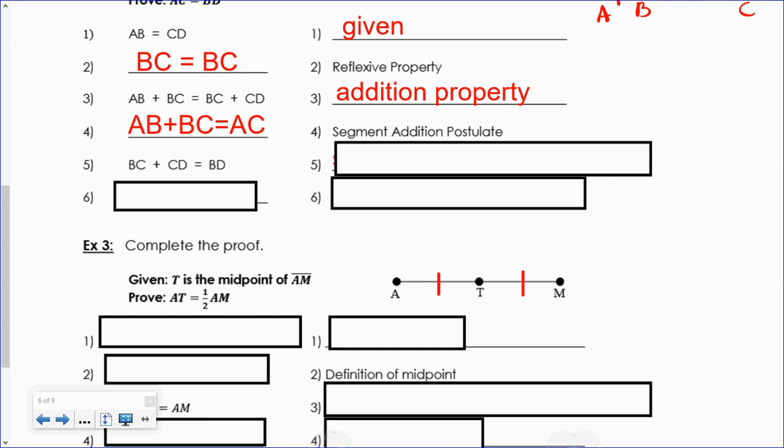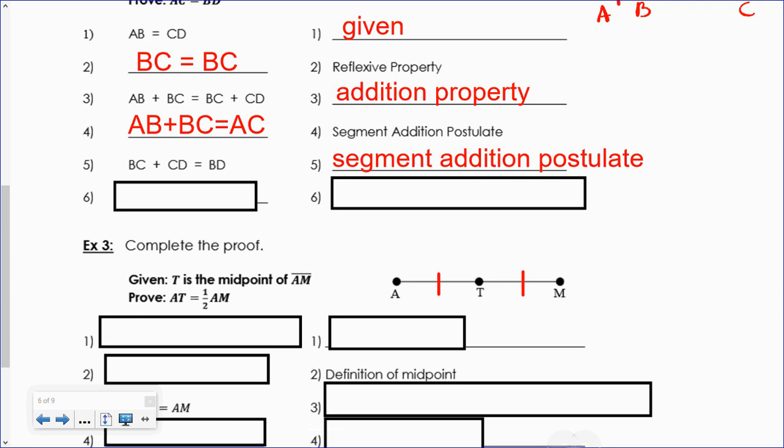I also need BD in my proof statement, so I'm going to introduce BD the same way I did for AC. BC plus CD, in the segment that I drew up there, is equal to BD. And how do I know that? Segment addition postulate again. So when you introduce an idea, you need to define it. Now what do you notice about step 3 compared to step 4 and step 5? You have everything you need. How can you use steps 3, 4, and 5 together?